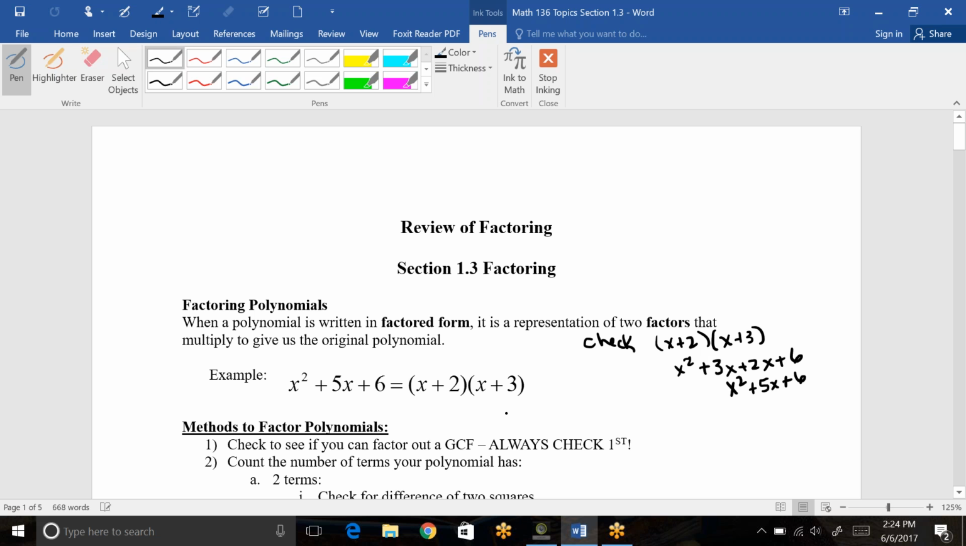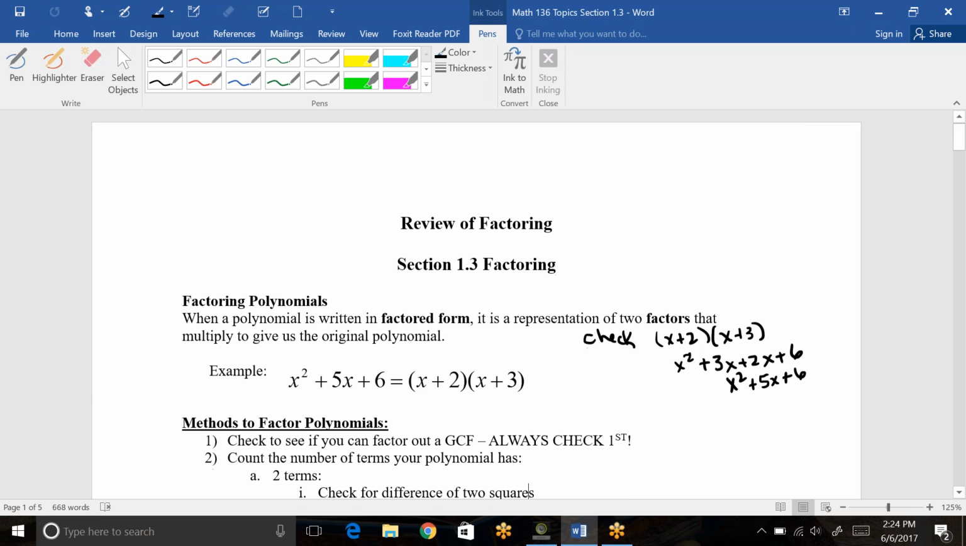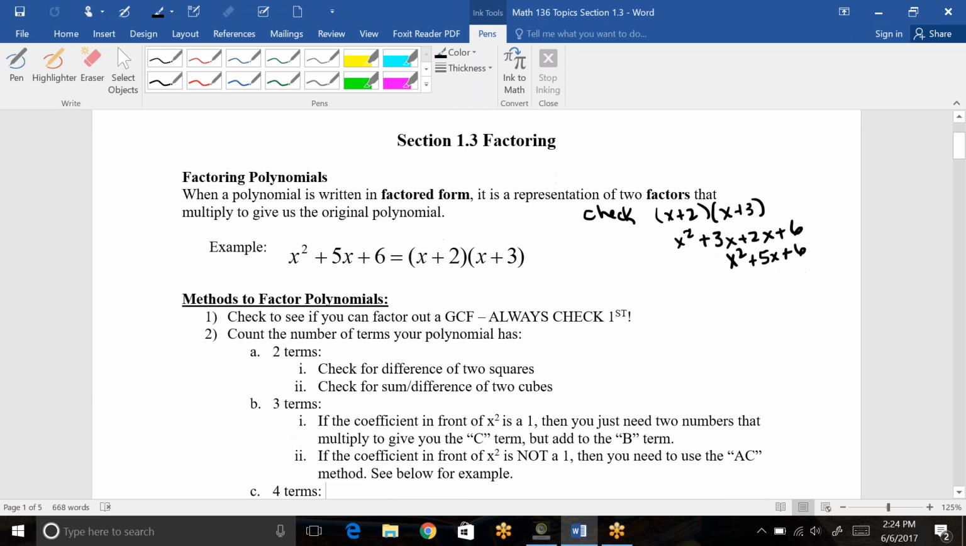So something to be concerned with is making sure that when you FOIL it out or distribute it out, it all comes back to the original polynomial that you started with. And that's going to depend on signs and factors and a lot of things that we're going to talk about in this video. So there are some methods to factoring. We're going to go through each one and then try some examples of each.